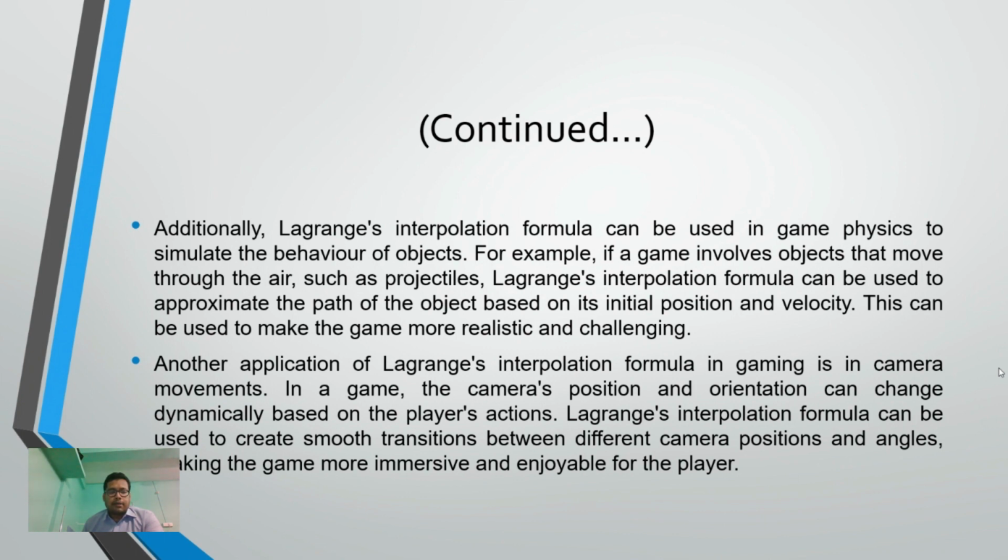Another application of Lagrange's interpolation formula in gaming is in camera movements. In a game, the camera's position and orientation can change dynamically based on the player's actions. Lagrange's interpolation formula can be used to create smooth transitions between different camera positions and angles, making the game more immersive and enjoyable for the player.